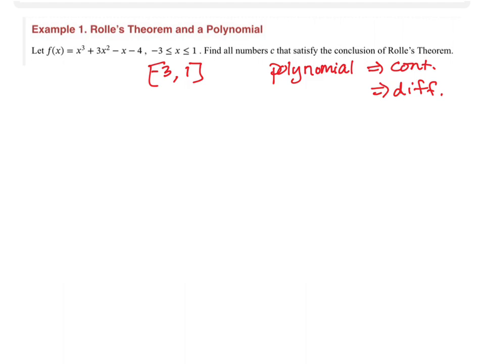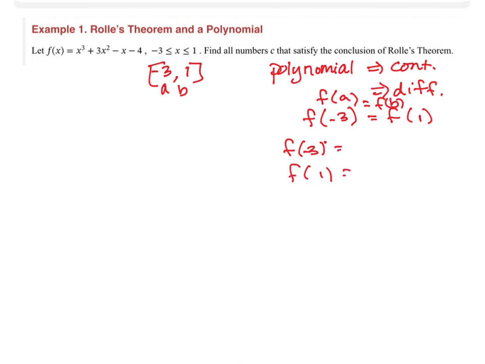Now we move on. The last thing we have to do before we can use Rolle's theorem is we have to say, is f of A equal to f of B? F of -3 equal to f of 1. And how would we do that? Plug them in, sure. So f of -3, somebody hit that one for us, get that number, and then somebody else do f of 1. We'll knock them both out.